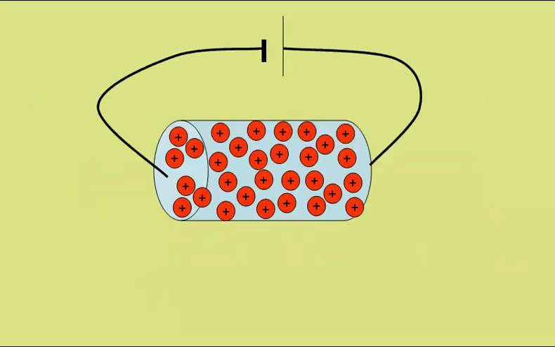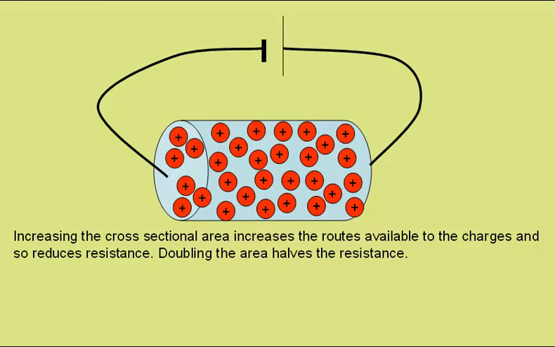Here we have a thicker piece of wire, and increasing the cross-sectional area increases the number of routes available to the charges, and therefore reduces the resistance. We can show that doubling the area will halve the resistance, and so we can say that the resistance is inversely proportional to the cross-sectional area of the wire.